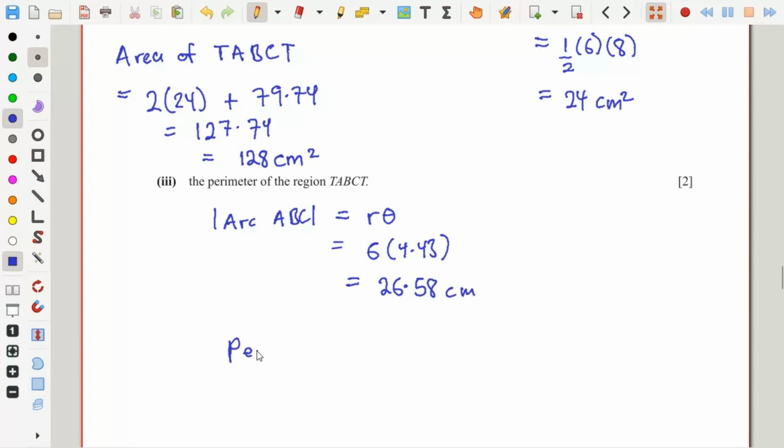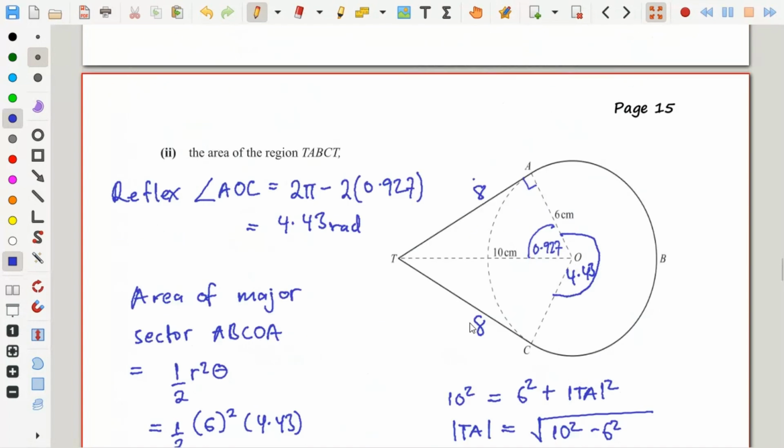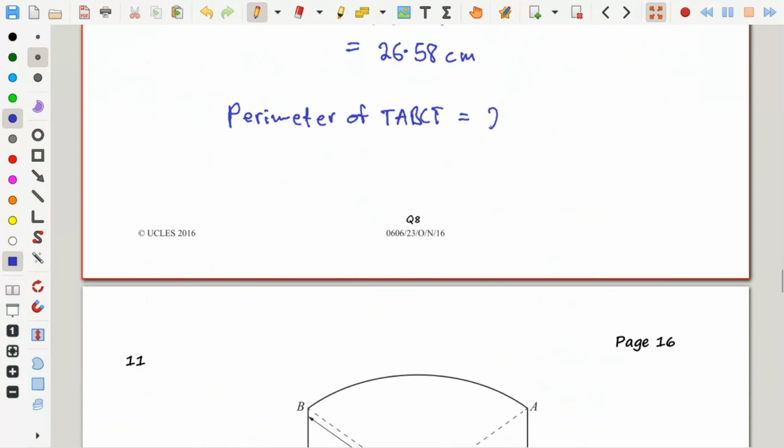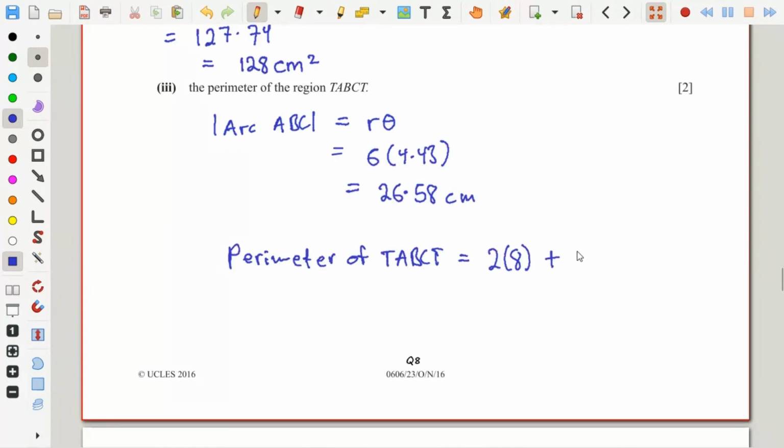So now the perimeter. So the perimeter is going to be 8 plus 8, which is what? Twice of this. And the length of the arc is 26.58. So if you solve this, you are going to get 42.58, which is the same as 42.6.